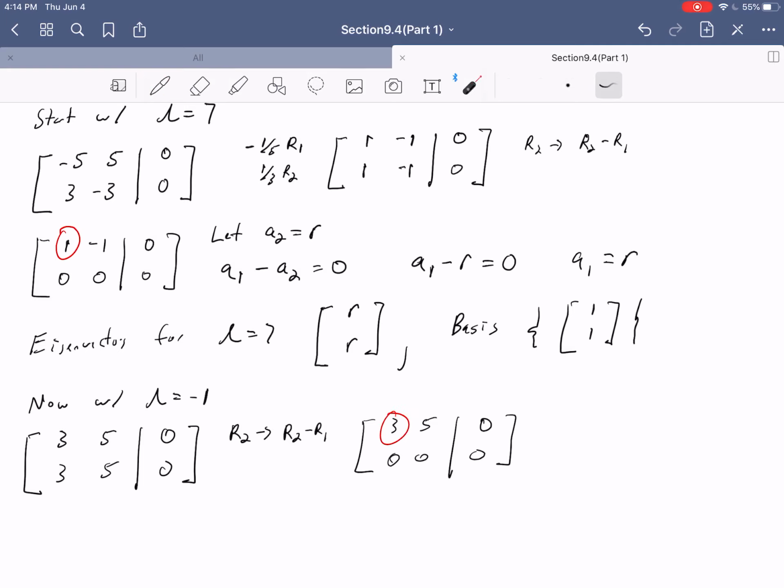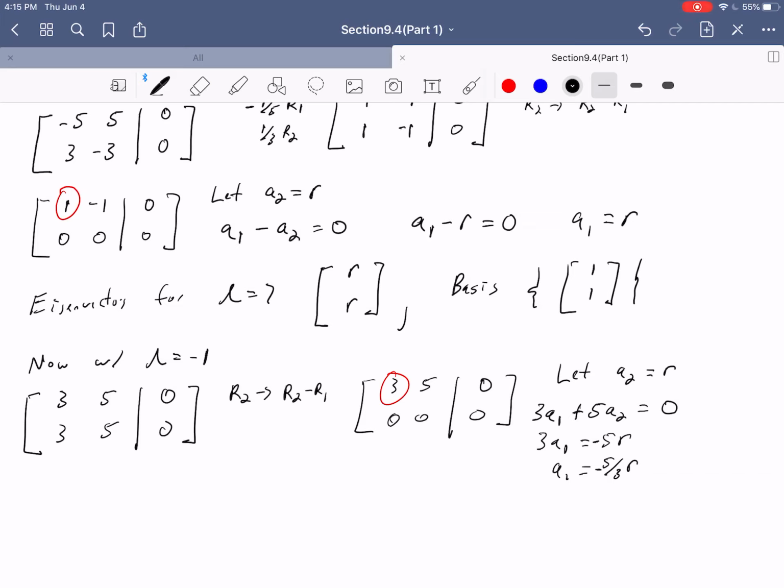So we want to switch back to our other column. We can let a2 equal r, and then we get the equation 3a1 minus 5a2 is equal to 0. So that looks like 3a1 is equal to 5r, and a1 is 5/3 r. Oh, this is a plus here, excuse me. So that should be minus, and that should be minus as well. So there we go, minus 5/3 r.